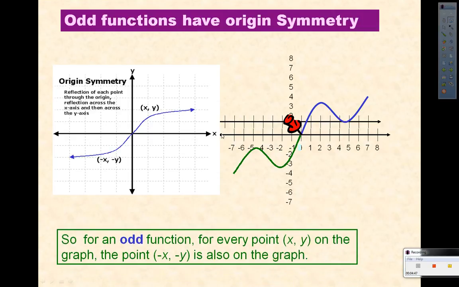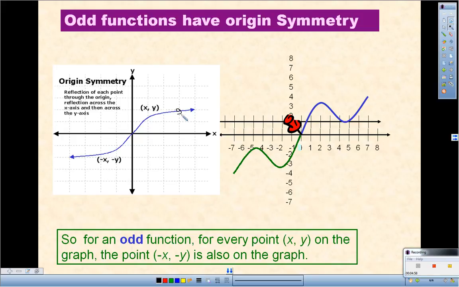Let me see if I have a definition. Yep, right here. For an odd function, for every point (x, y) on the graph, the point (-x, -y) is also on the graph. For example, let's say this point is, let's see, 1, 2, 3. So this point is (3, 2). Then by that definition, the point (-3, -2) better also be on the graph. So -1, -2, -3. Sure enough, there's that point right there. So again, from a numerical basis, for an odd function, if the point (x, y) is on the graph, then the point (-x, -y) is also on the graph.